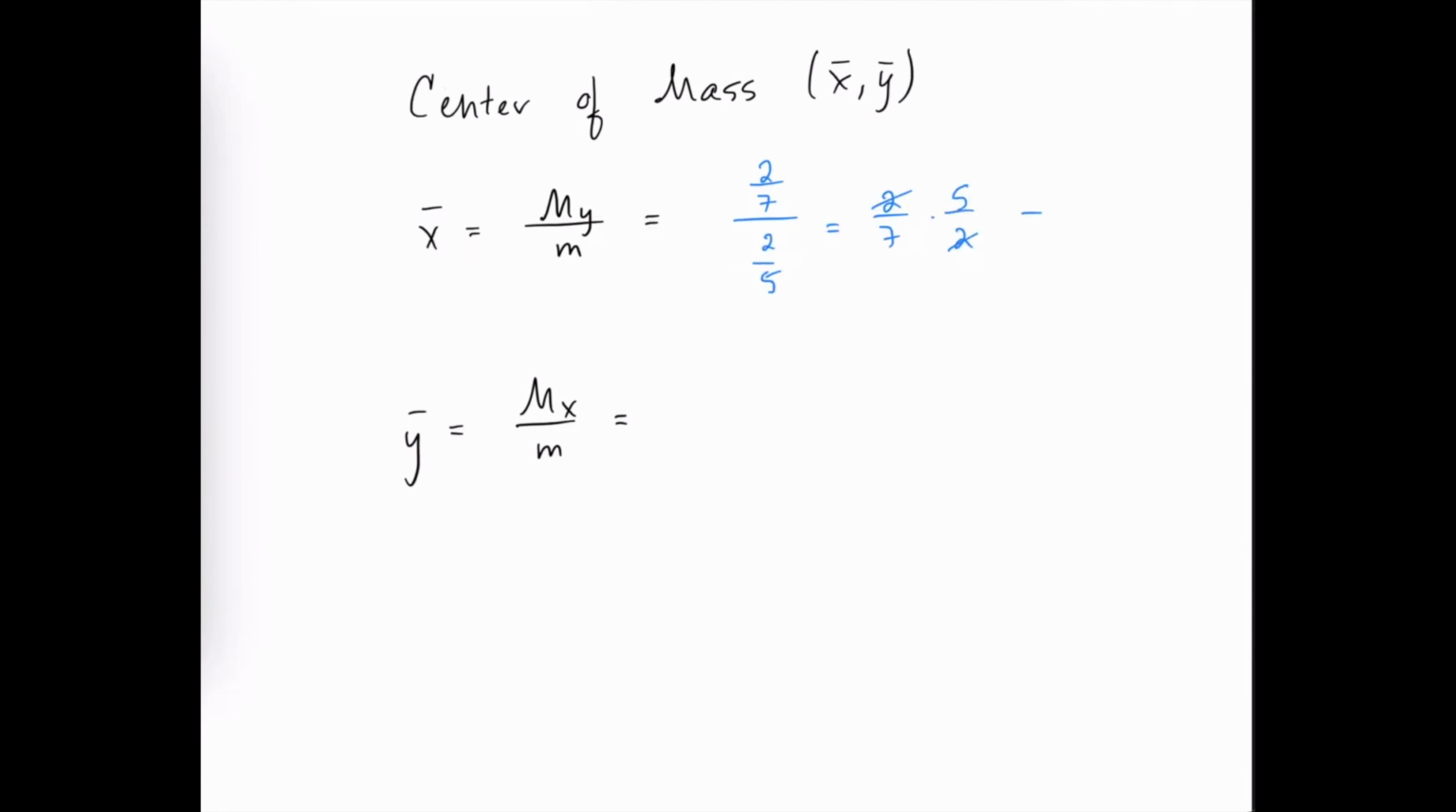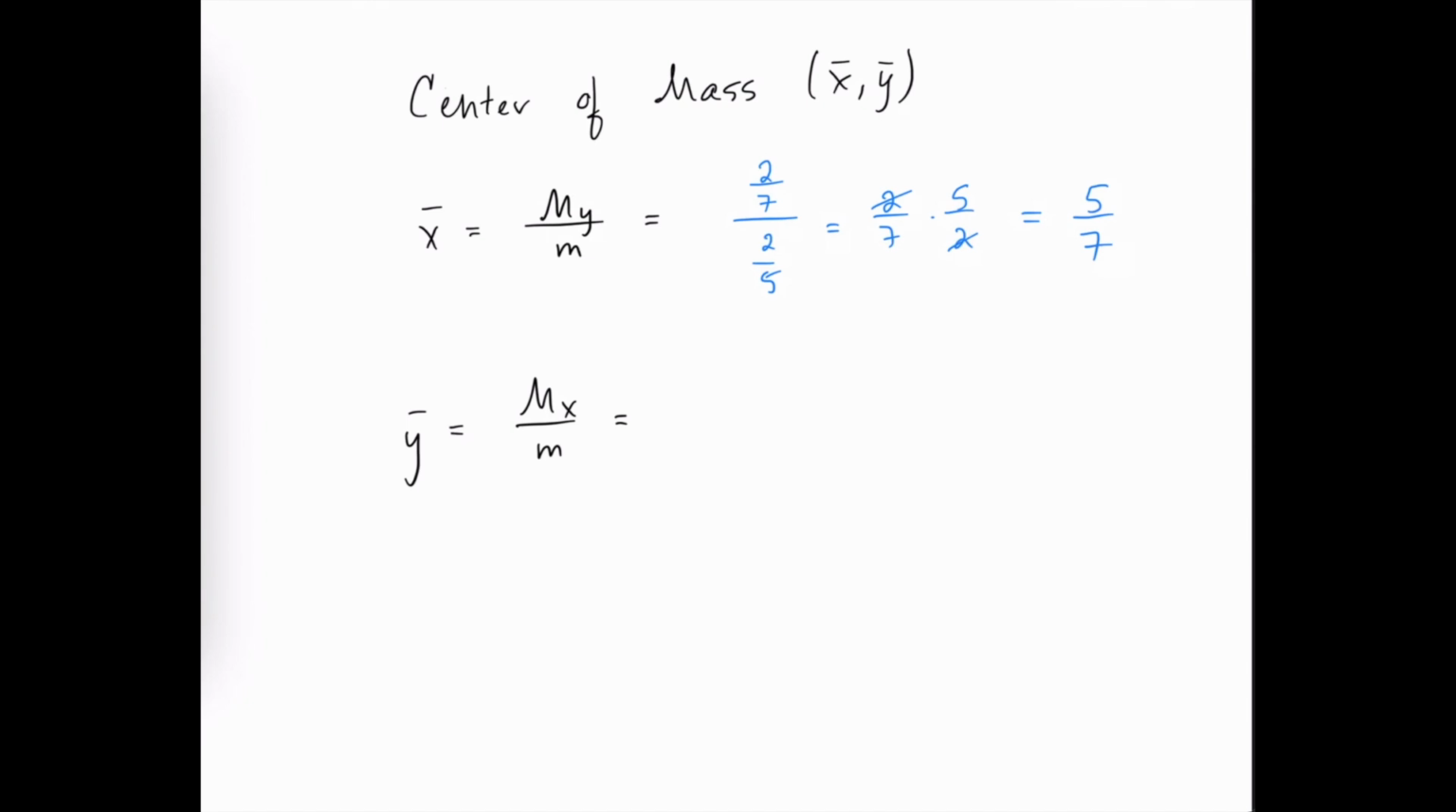Now remember, the center of mass for a system is going to be an xy ordered pair, where the x-coordinate is going to take into consideration the moment about the y, or the tendency to rotate about the y-axis, divided by the total mass of the system. And the y-coordinate is going to take into consideration the tendency to rotate about the x-axis, and divide that by the total mass of the system. We calculated the tendency to rotate about the y-axis to be 2/7, and the total mass of the system was 2/5, and so the x-coordinate of the center of mass is going to be 5/7.